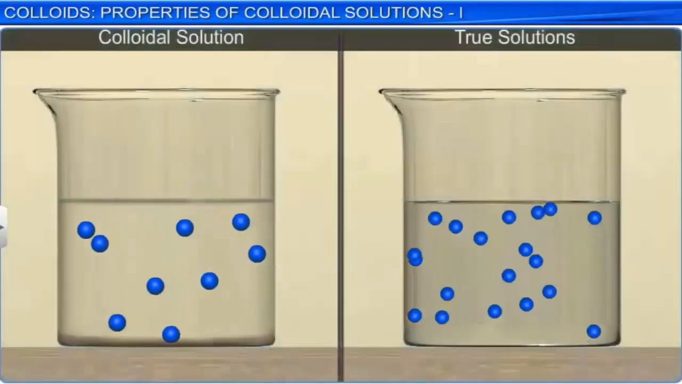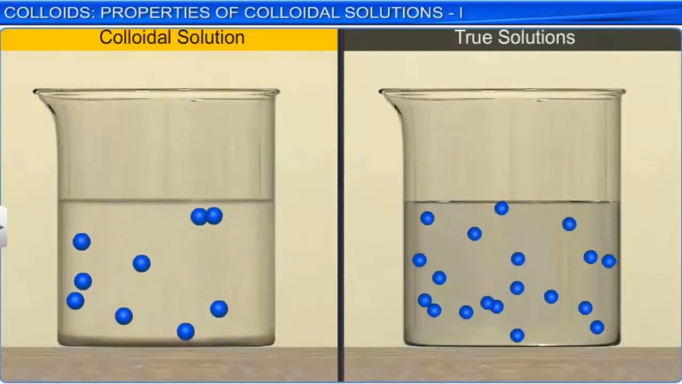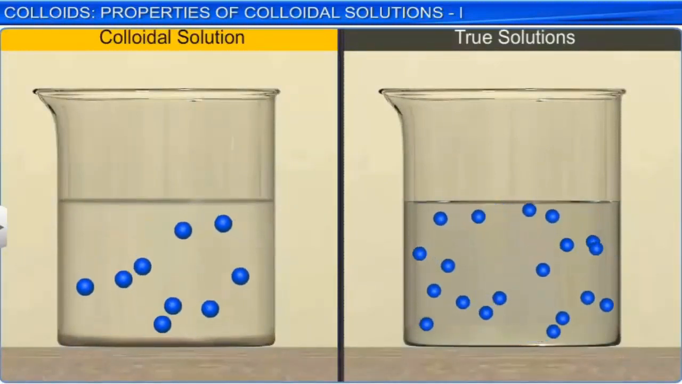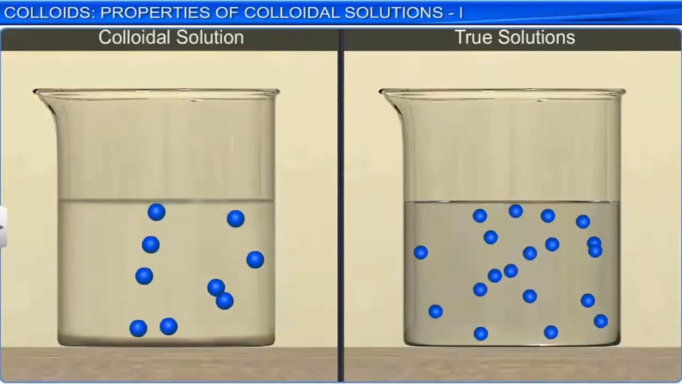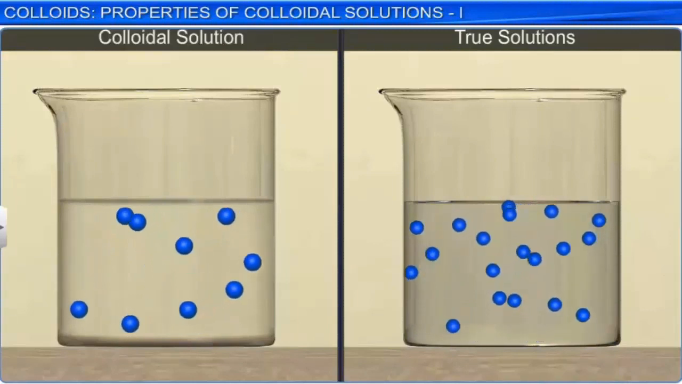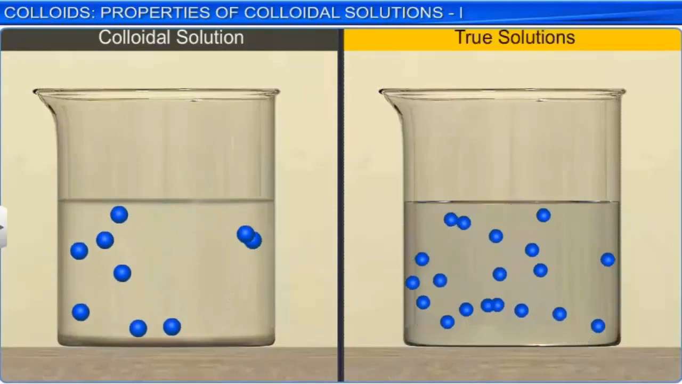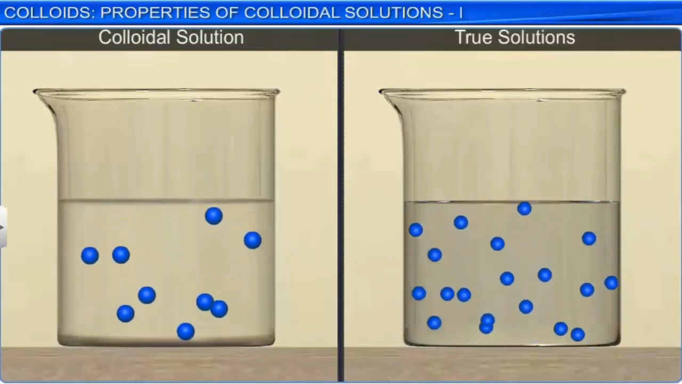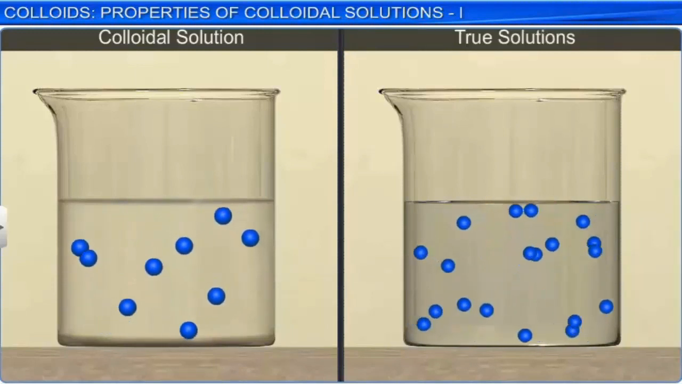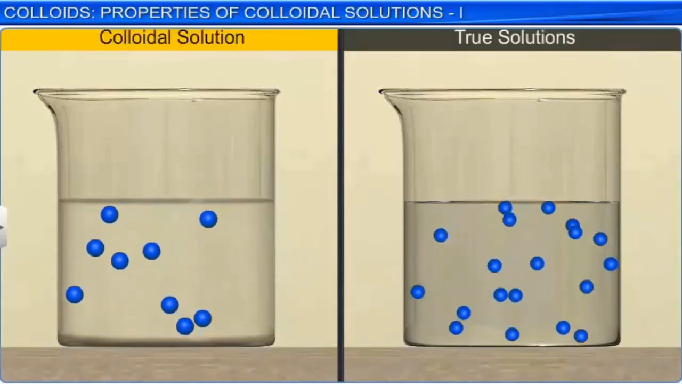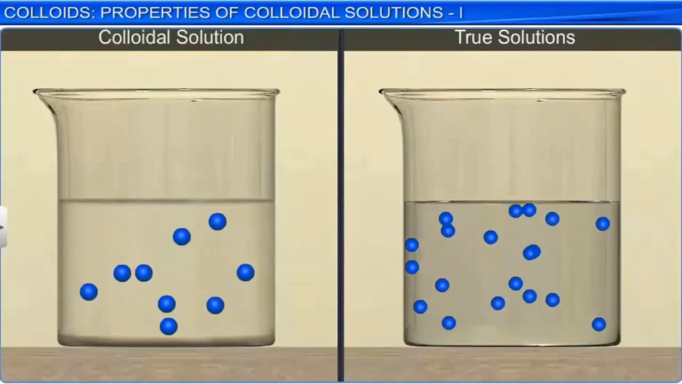This is because colloidal particles, being bigger aggregates, have very high average molecular masses. Therefore, the number of particles in a colloidal solution is small as compared to that of a true solution. Hence, at a given concentration, the value of any colligative property of a colloidal solution is of a small order as compared to the value shown by a true solution.